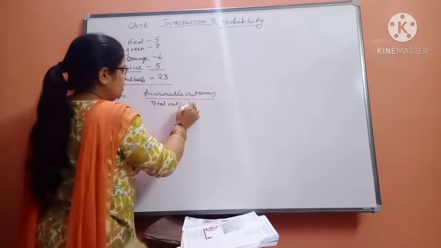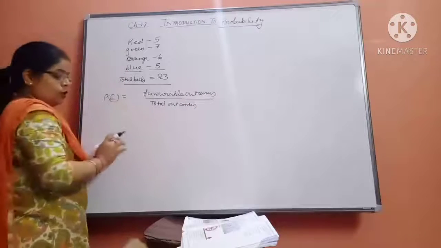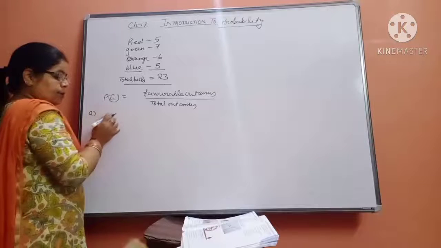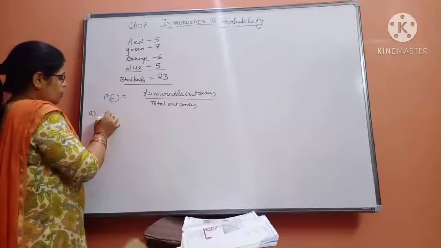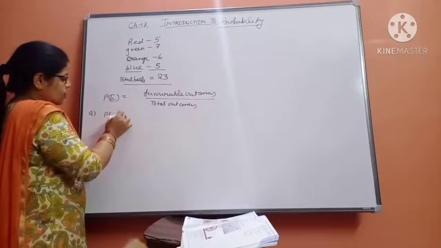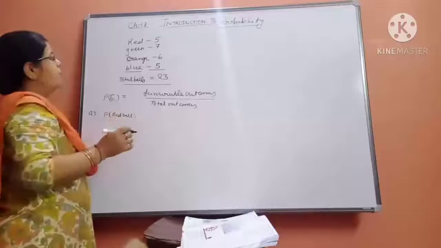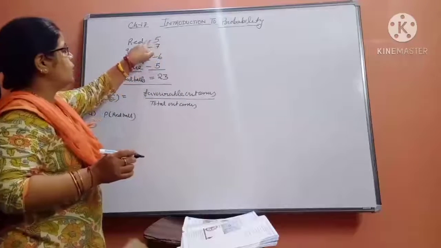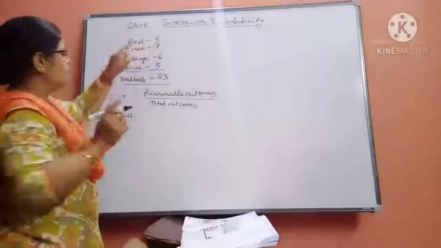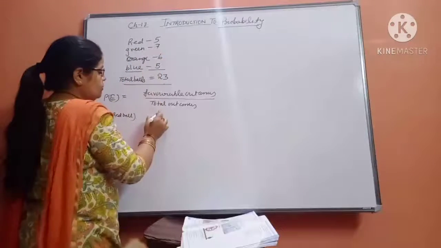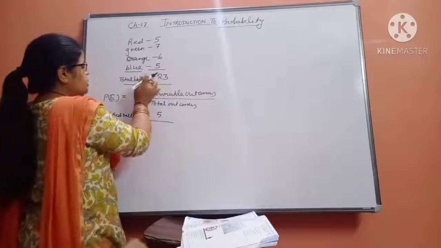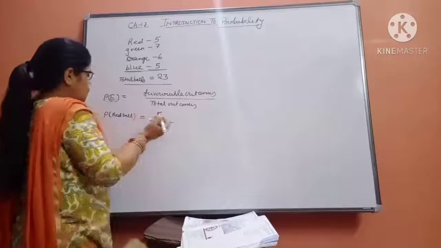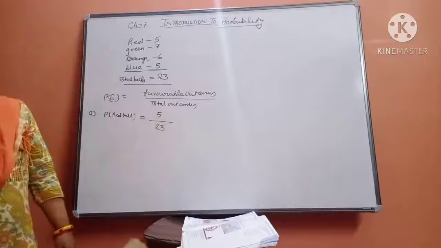Now favorable means what we want. In the first part, the A part, we find the probability of a red ball. P, probability of red ball. How many red balls are favorable outcomes? Out of how many balls you would like to get one red ball? 5. So your favorable outcomes are 5, upon total outcomes, which means the total balls. How many total balls are there? 23. So it will be the first answer. See how simply you can do that.